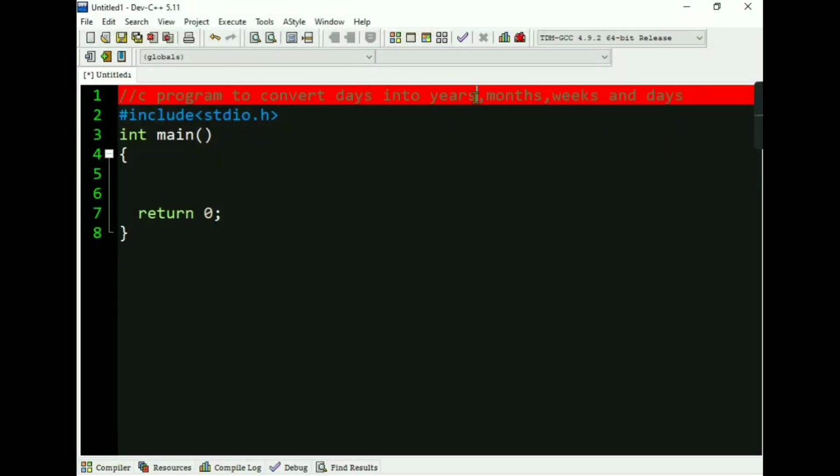in C that will convert days into years, months, weeks and days. That means this program will take an input from the user as days, any number of days the user can input, and based on that input we will calculate the number of years, months, weeks and days it is equivalent to. Okay, so let's code this program first.